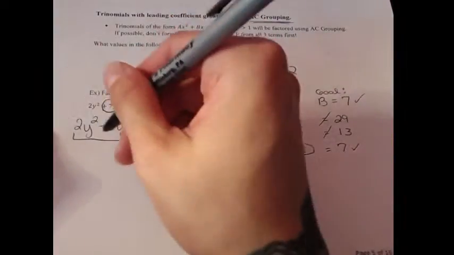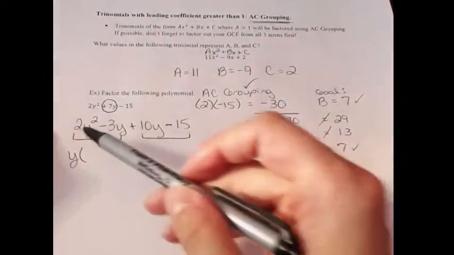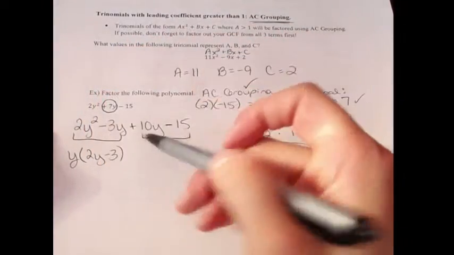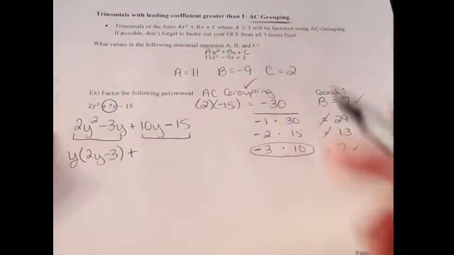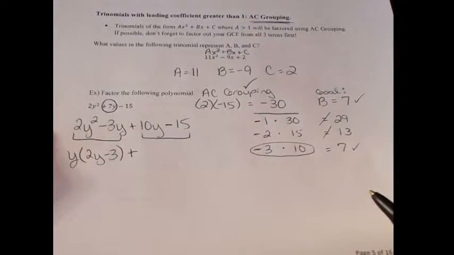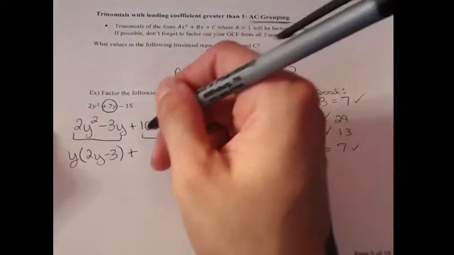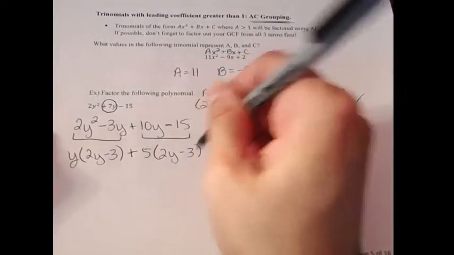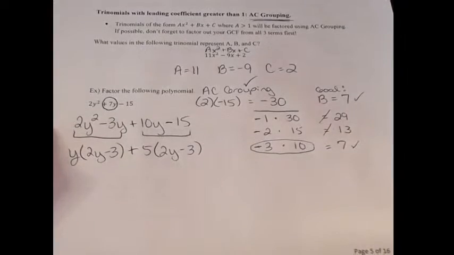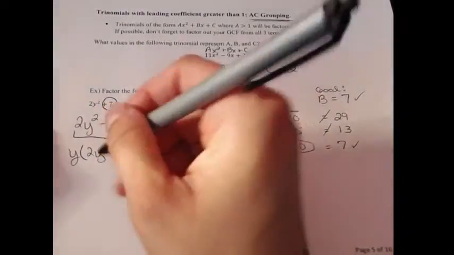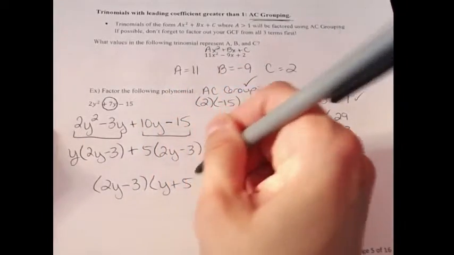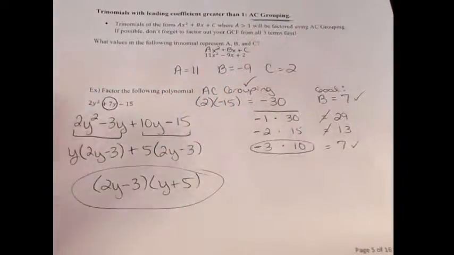Out of the first 2 terms, I'm going to factor out a y. If I factor the y out, I'm left with 2y minus 3. I always bring down the sign in between, so I bring down that plus sign. From 10y minus 15, I'm going to factor out a 5. I'm left with 2y minus 3. And then I could write my factored answer, which is 2y minus 3 times y plus 5. And that is your solution.